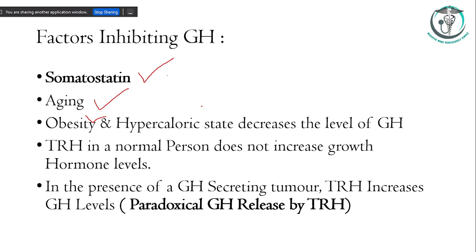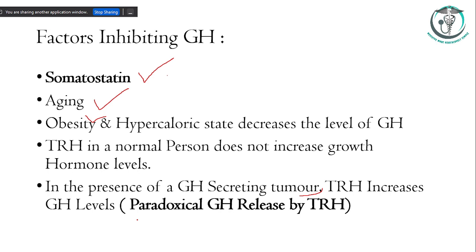TRH in a normal person does not increase growth hormone levels. In the presence of a growth hormone secreting tumor, TRH increases the growth hormone level. So in a normal person, TRH never stimulates the pituitary to produce growth hormone. But in some people who have cancer of the cells that produce growth hormone, TRH can stimulate those cancer cells and they can produce growth hormone. It's called paradoxical growth hormone release.